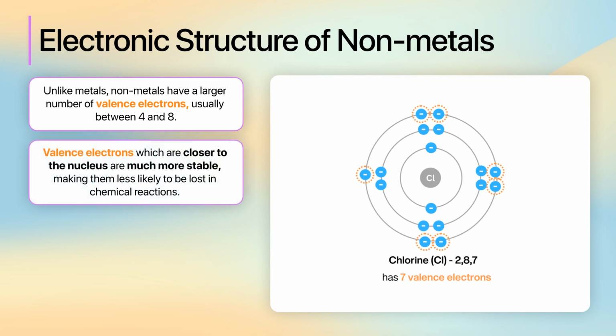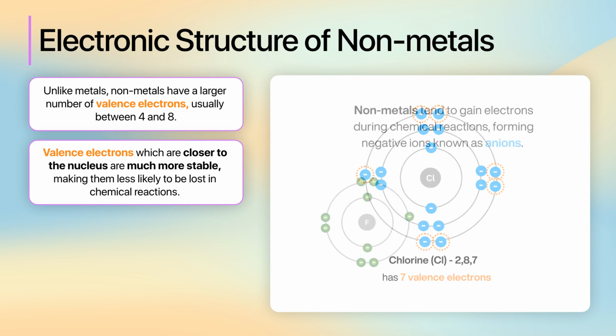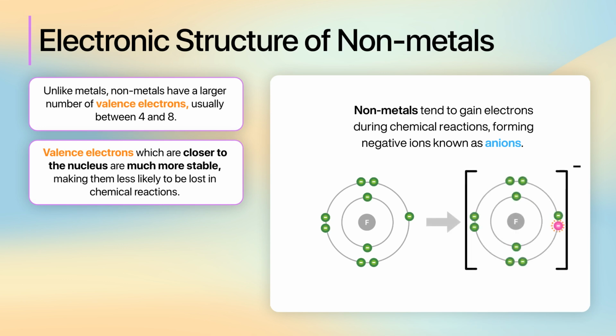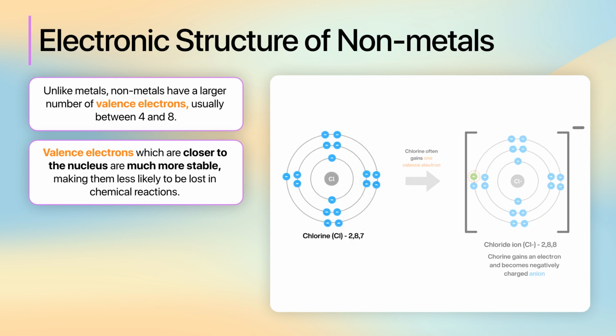Electrons which are closer to the nucleus are much more stable compared to those that are further away, making them less likely to be lost in chemical reactions. Nonmetals are more likely to gain or share electrons during chemical reactions, leading to the formation of negative ions called anions, or they may participate in forming covalent bonds, a concept we will explore later. For example, chlorine will gain 1 electron to complete its outer shell and become a Cl- ion.